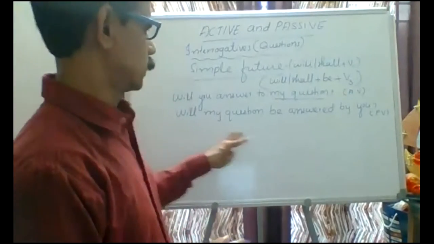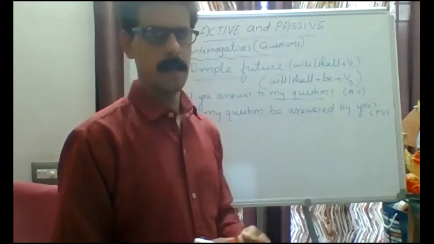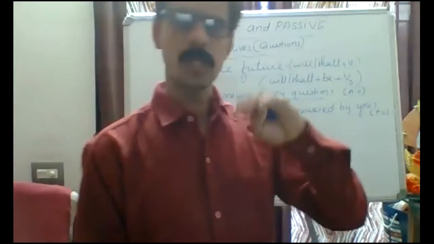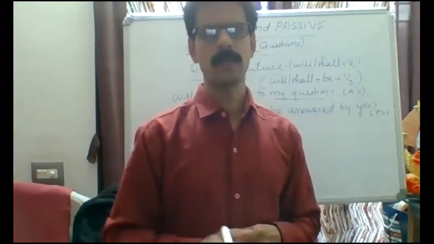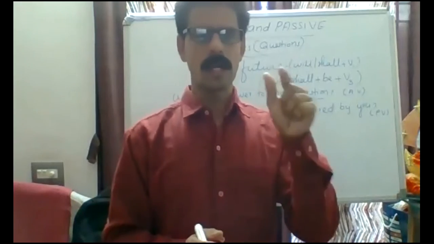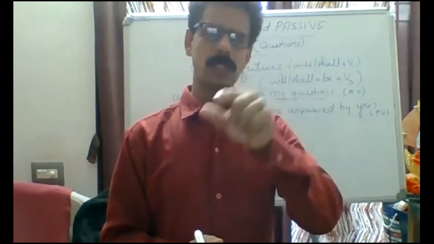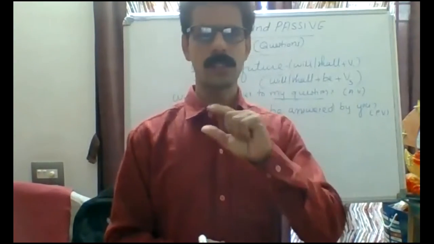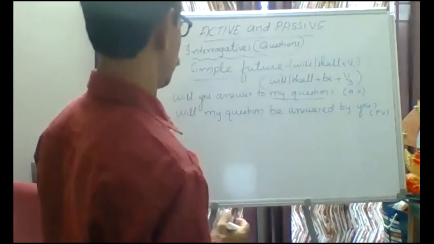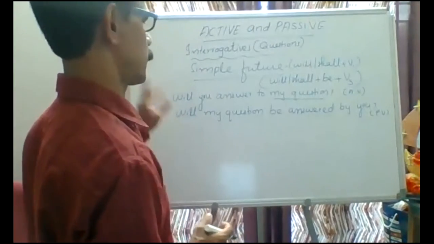It is very simple to grasp the idea, because the helping verbs are already there. There is no change of the helping verb at the beginning. What is the helping verb given? As it is, we are using will. So there is no confusion at all. Will is used as it is.